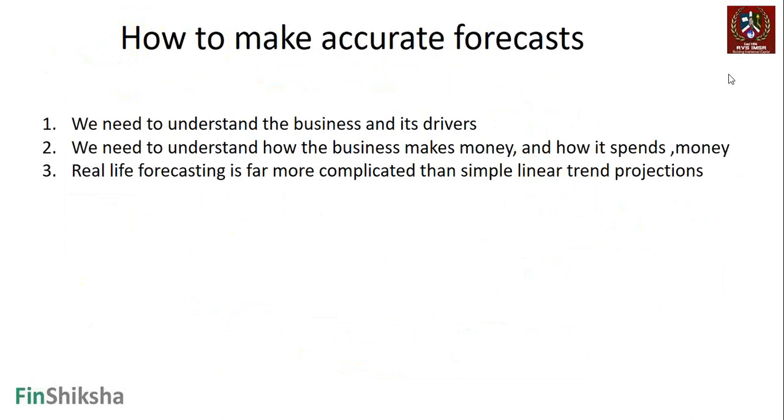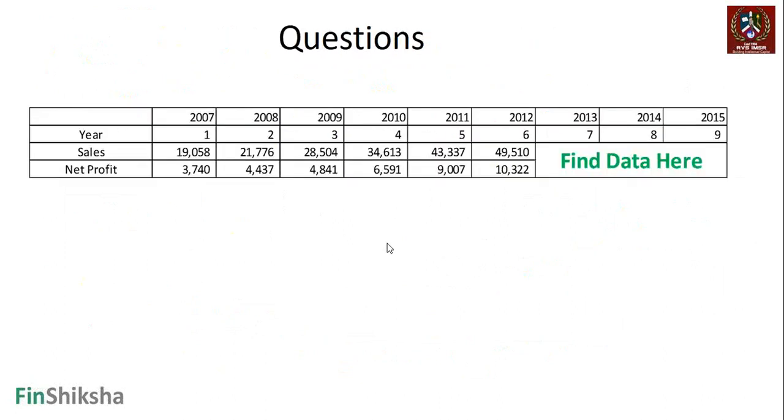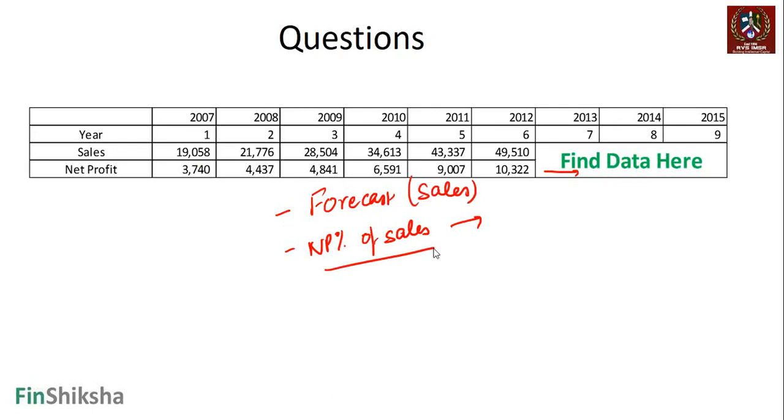Now, as we end this particular video, please try and answer this question. You have been given a company whose sales and net profit numbers are given. Please use the function forecast to find the data for the last 2 or 3 years. Also use net profit as a percentage of sales to find the net profit data for these 3 years, right? Forecast is to be used to find the sales data, and net profit as a proportion of sales has to be found using historical data and averages, right?